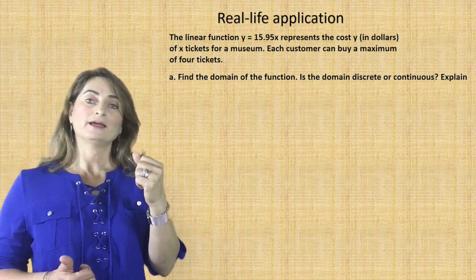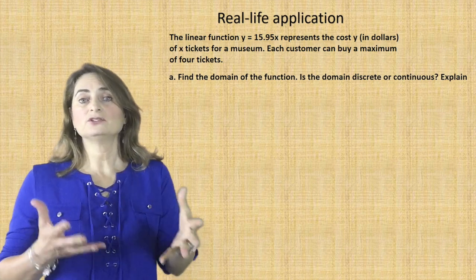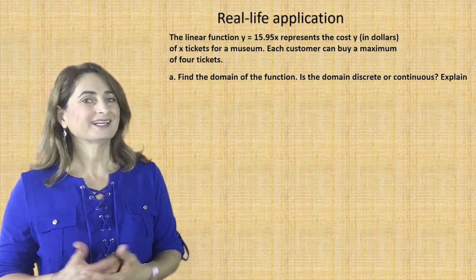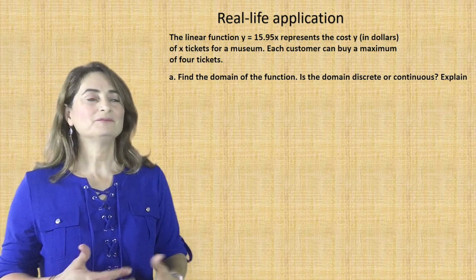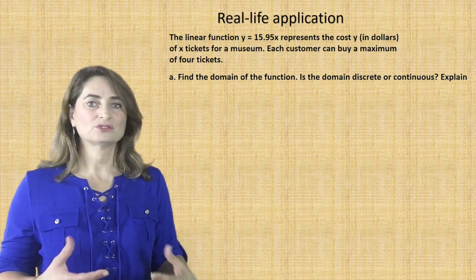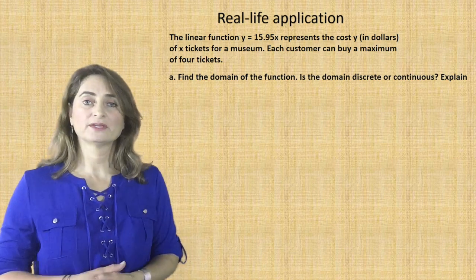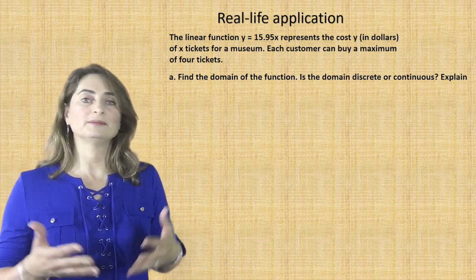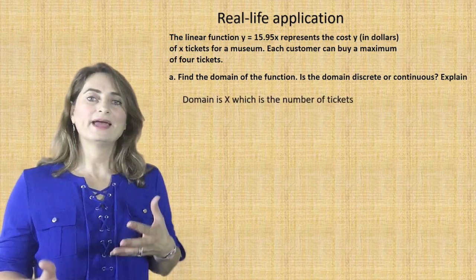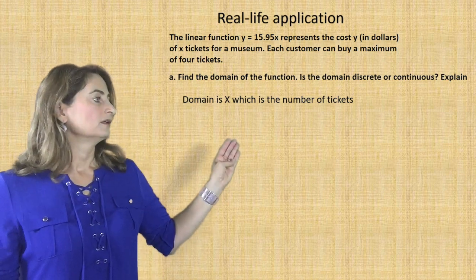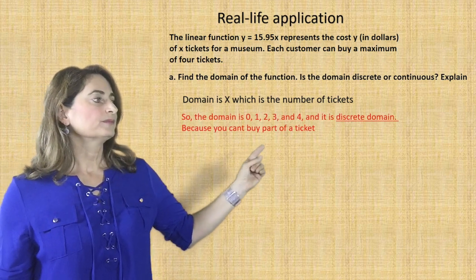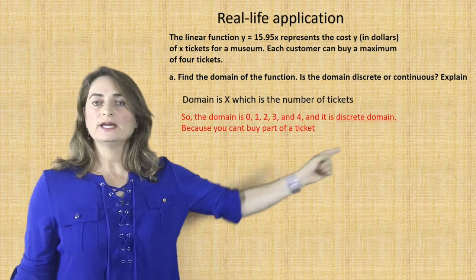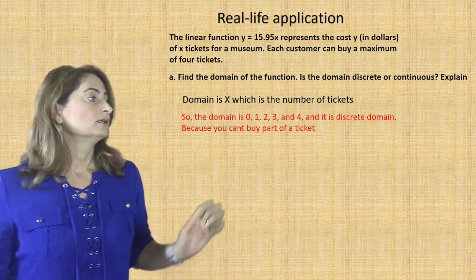Since you can only buy 4 tickets, that means the domain can go up only to 4. But can I buy half a ticket? Can I buy 2.5 tickets, 3.5 tickets? Or does it have to be an integer, a full ticket? Yes, and that's how I know it is a discrete domain. That means I cannot buy half of something. So the domain would be 0, 1, 2, 3, and 4, and that's it.